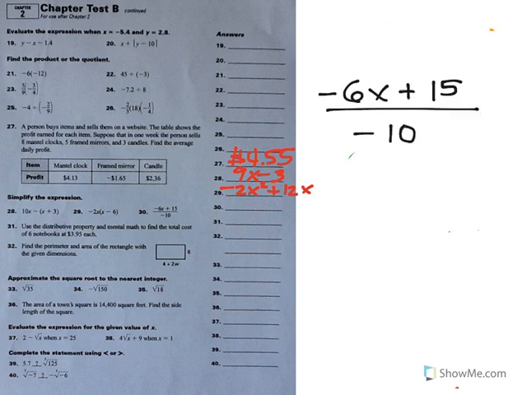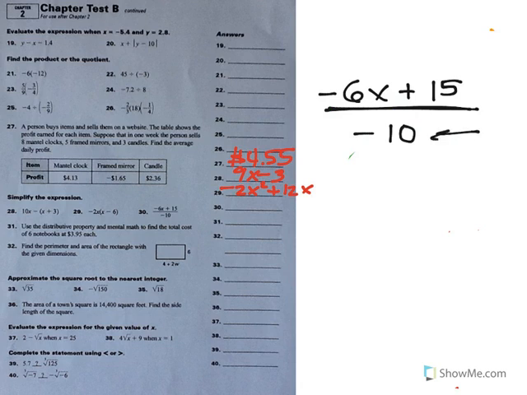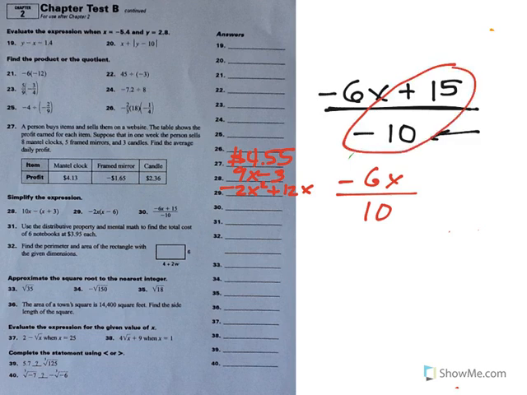Next, it's your favorite, the fractions. Now, you cannot do anything on top. You cannot do anything on bottom. So what you have to do is divide out this and then this, if that makes sense. So what we're going to do first is do negative 6x divided by 10, and then 15 positive divided by negative 10. A positive divided by a negative is a negative, so minus 15 over 10.